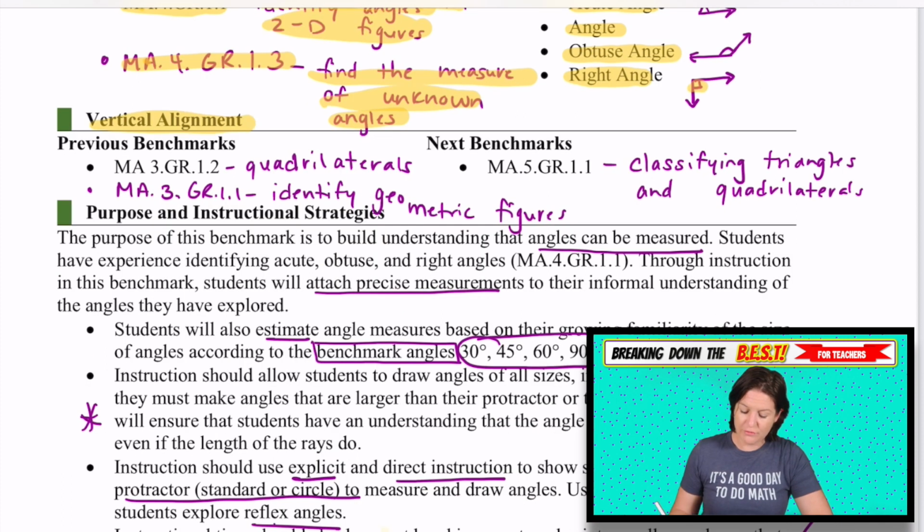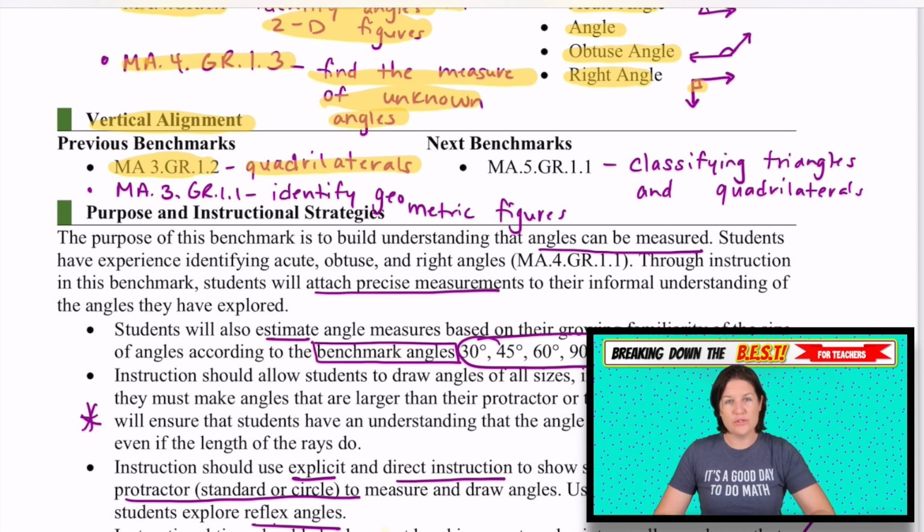So where are they coming from in third grade? Well, in third grade we've had 3.GR.1.2, and this is the quadrilaterals standard, where we're looking at quadrilaterals. We're looking at perpendicular lines maybe forming those right angles, using a square corner to help us. And also MA.3.GR.1.1 is identifying geometric figures, and that's where students learned about parallel lines, perpendicular lines, angles, rays, right angles being square corners, and all of that.